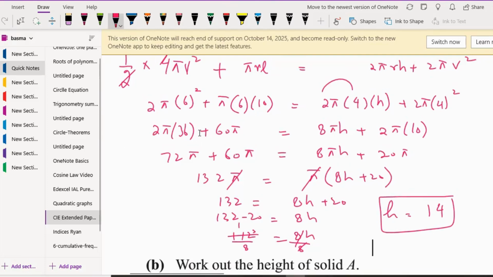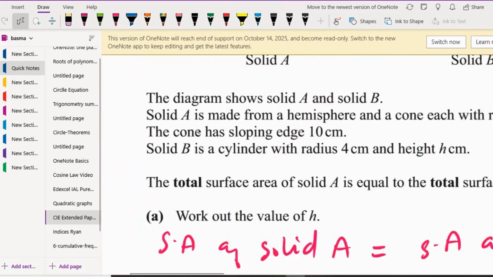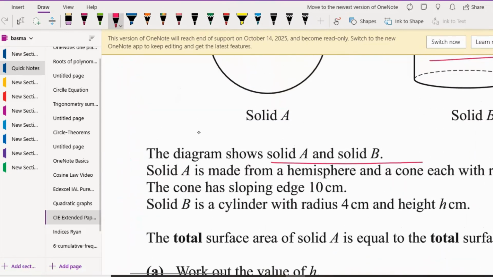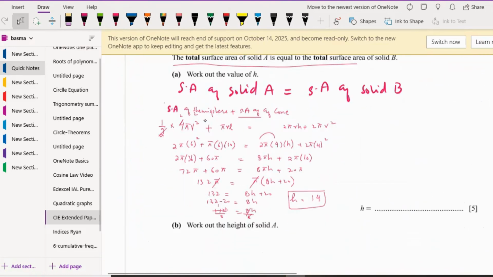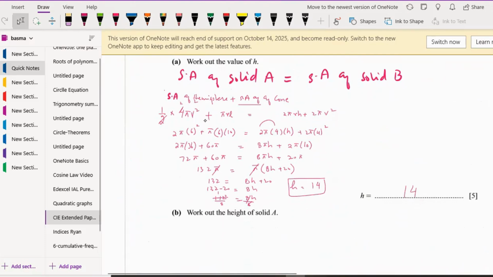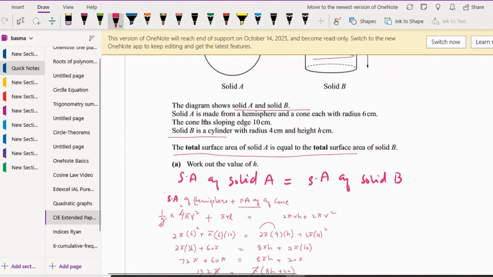So you see, by keeping the surface area of solid A equal to the surface area of solid B, according to the given condition, we were able to find the height of the cylinder. The height is 14 centimeter. That was a 5 marks question. You just have to work according to the requirement of the question to get the unknown thing.